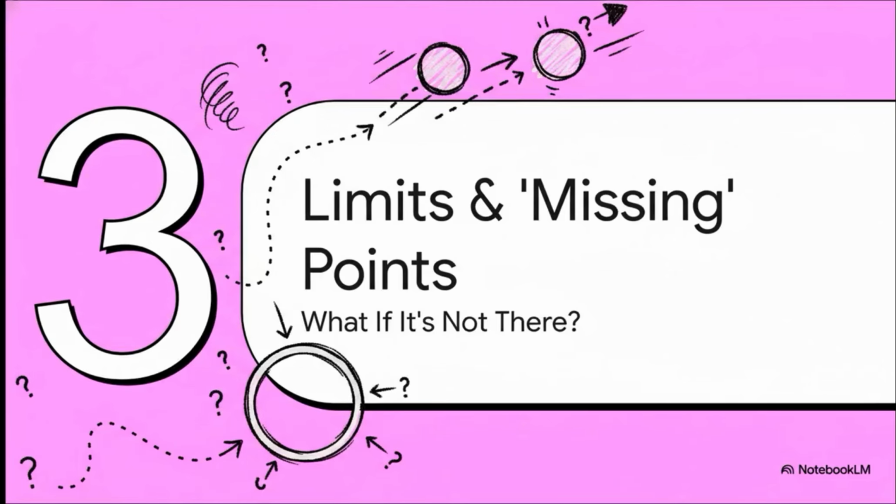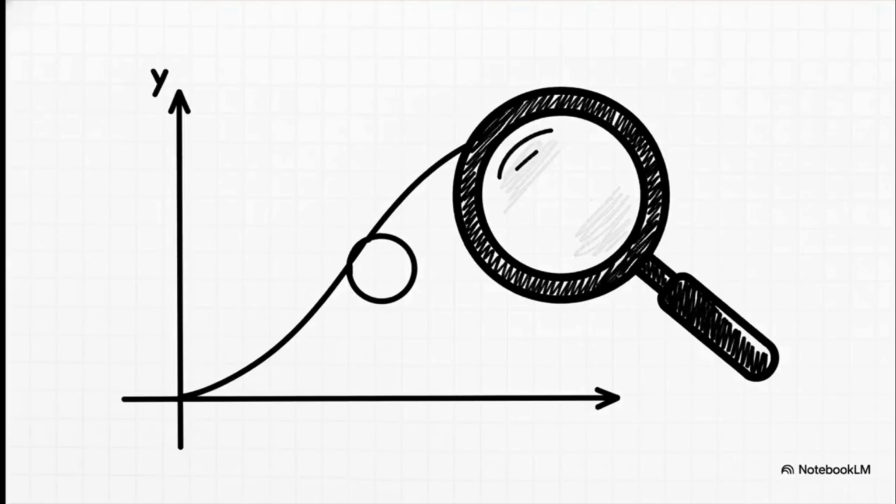All right, so that seems pretty straightforward. But here's where limits get really fascinating. What happens if the point we're approaching is actually missing? Yeah, this is a super common situation in calculus. Sometimes plugging a specific number into a function gives you an error, like division by 0. There's a hole, a little gap in the graph. So the question is, can we still talk about what the function is approaching?